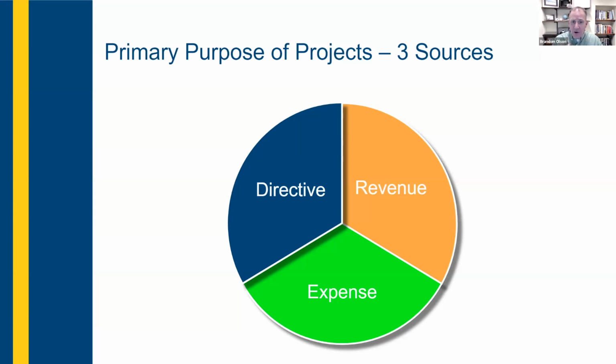When starting a project, it's important to understand which of these three sources is driving the project. Sometimes it's going to be more than one, but recognize why we are doing this project. This is the first question to ask. Where does this project fall? Is it revenue generation, expense reduction, or is it directive? That's going to help you answer a lot of the questions of why throughout the project lifecycle.